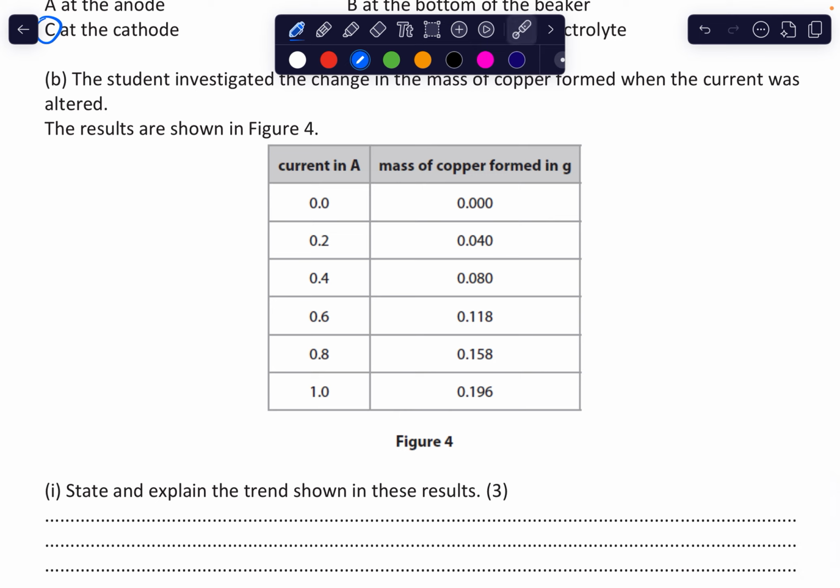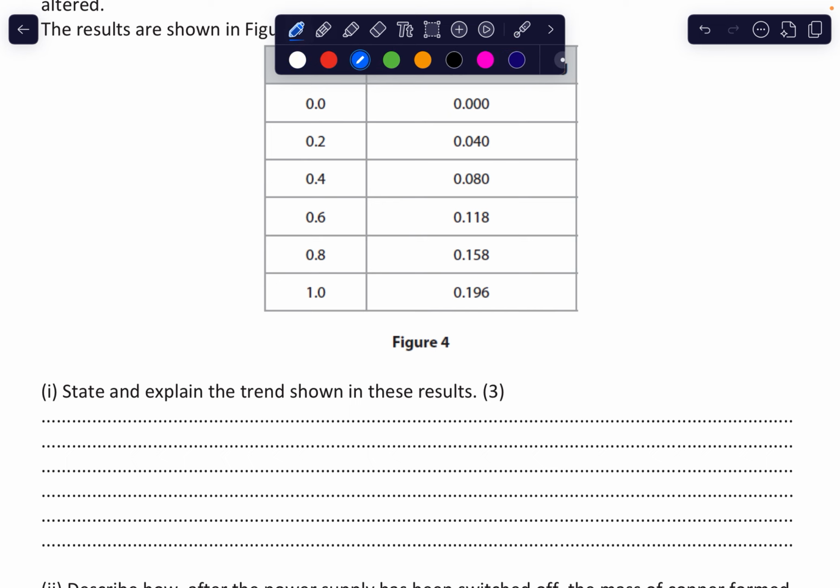So as we increase the current, the mass of copper is also increasing. So let's put that down first because that's our simple trend. So as the current increases, the mass of copper formed also increases. Okay, now the key here, we've stated it, now we've got to explain it.